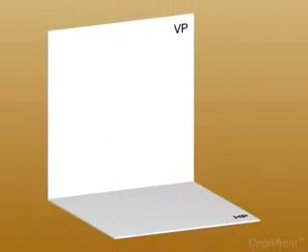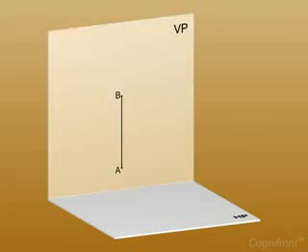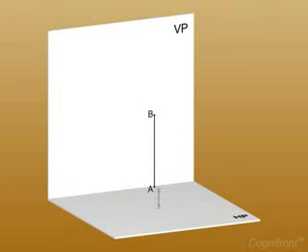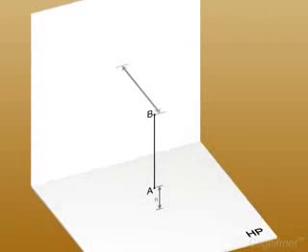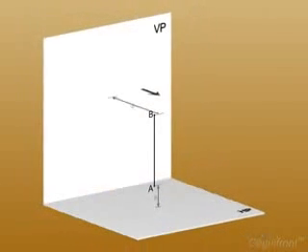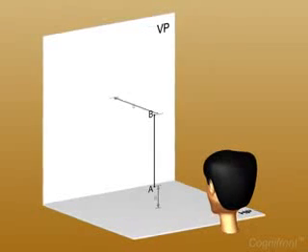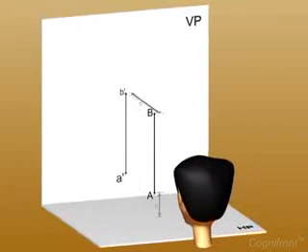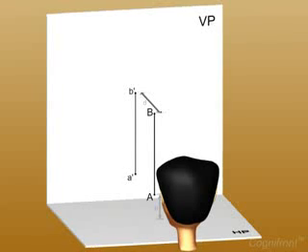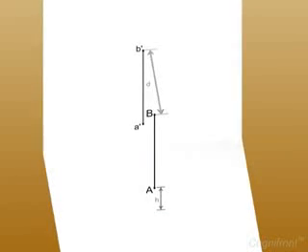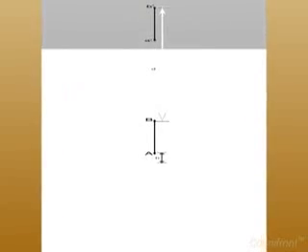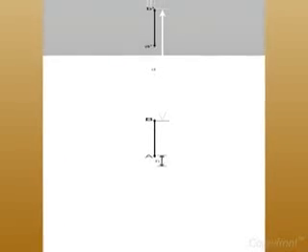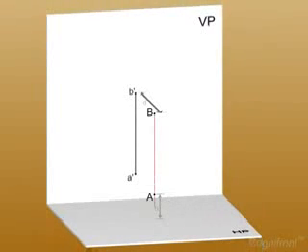So, let's start. A straight line AB is perpendicular to HP and parallel to VP, where the point A is H units above HP and point B is D units in front of VP. Observe the front view of line AB as line A'B'. As you can see from top, point B is visible and it hides point A. So, projectors from point B passing through A meet HP at point BA, which is the top view.